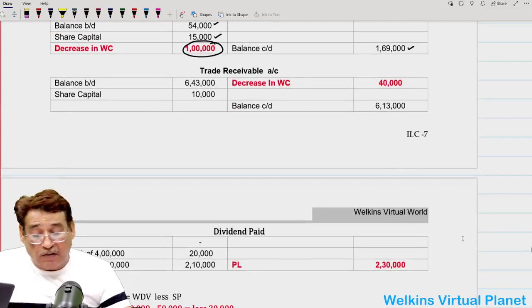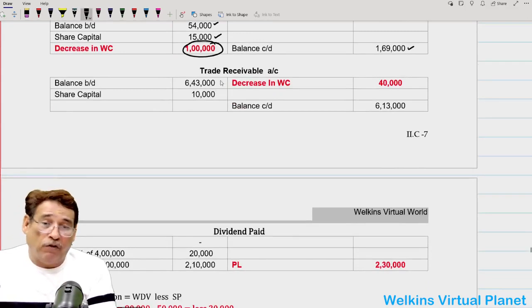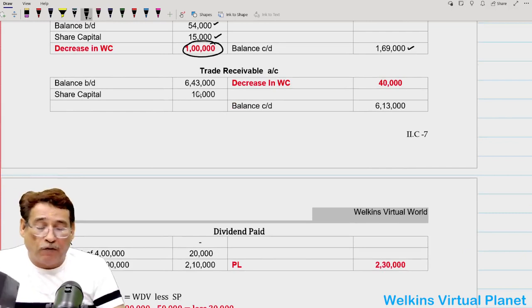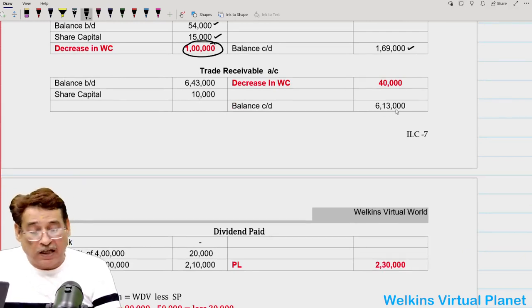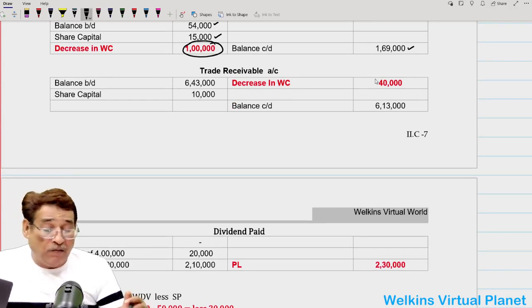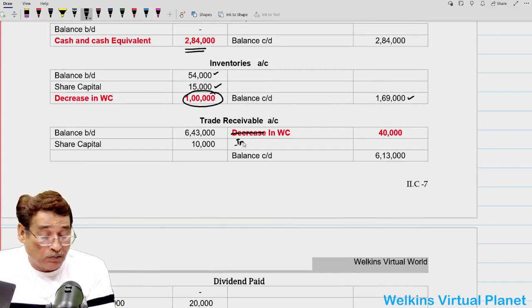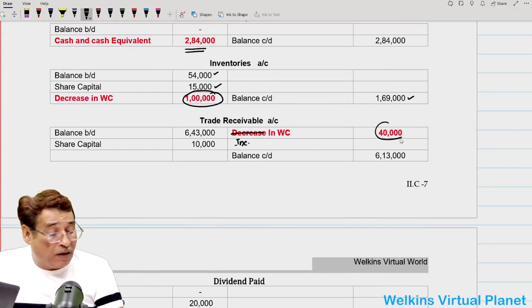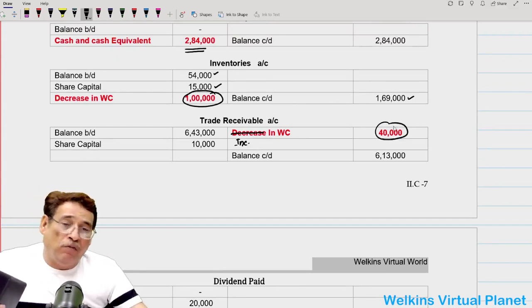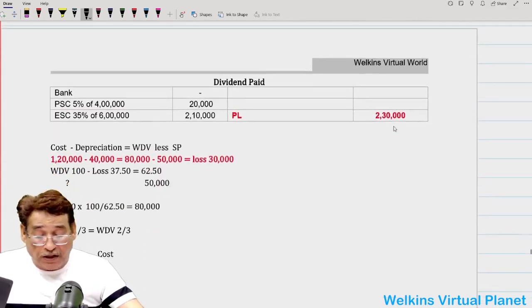Similarly, trade receivable, 6,43,000 worth of debtors were there in the beginning and 10,000 you acquired from the vendors. So total 6,53,000, closing balance is 6,13,000. Now trade receivables are decreasing. Because trade receivables are decreasing from 6,53,000 to 6,13,000, it should be treated as an increase in working capital, and you will add it when you compute your cash generated from operating activity.